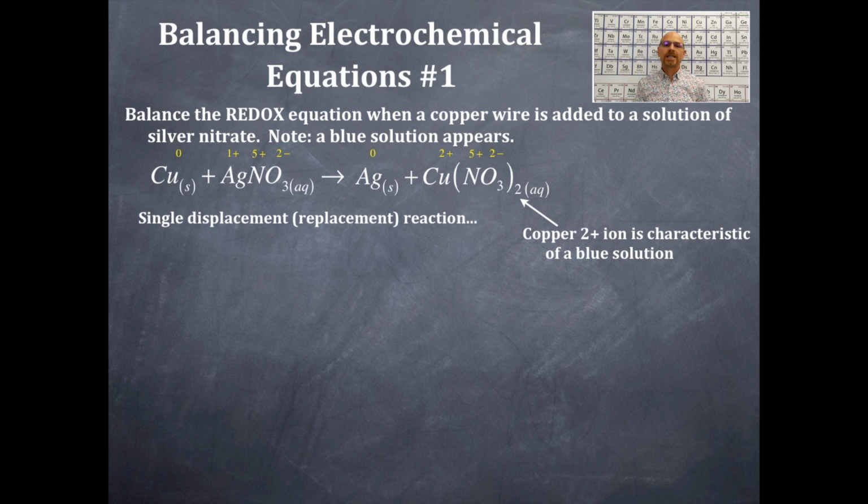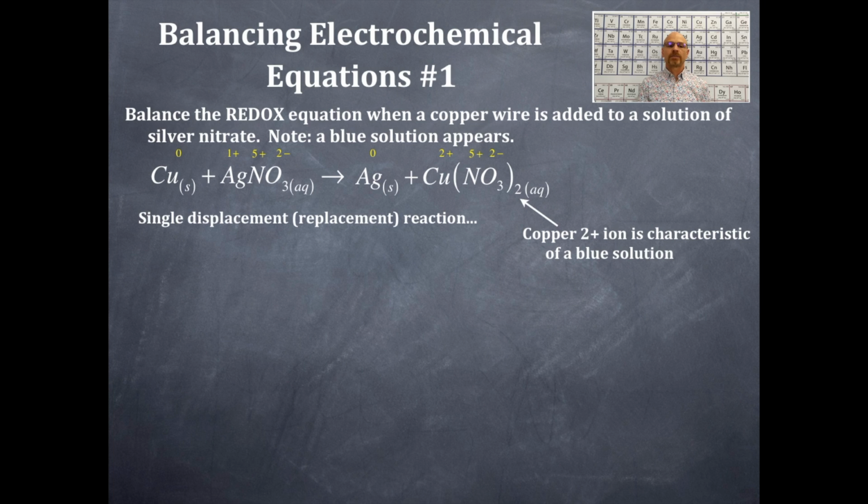So now that you have the reactants and the products, and you have labeled all the oxidation numbers for all the elements, now you need to look at the reactant side and the product side.